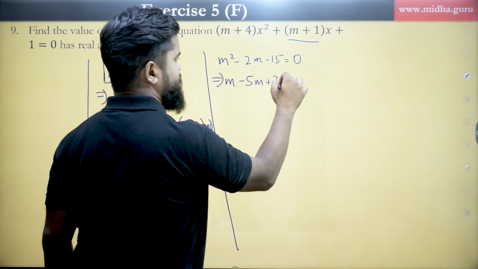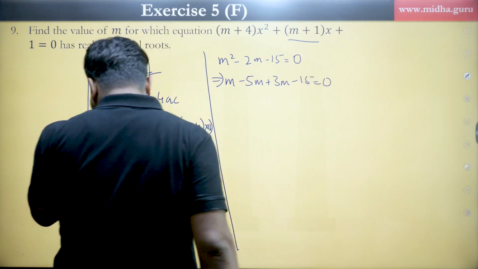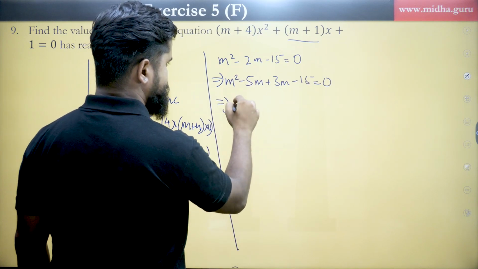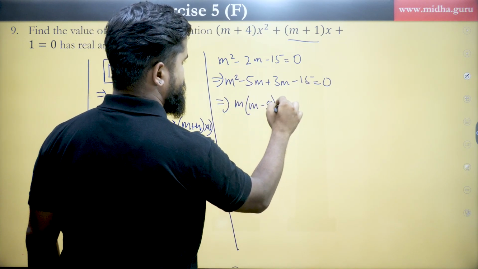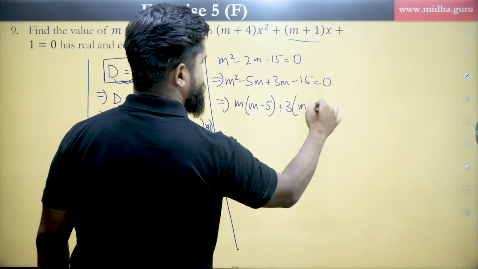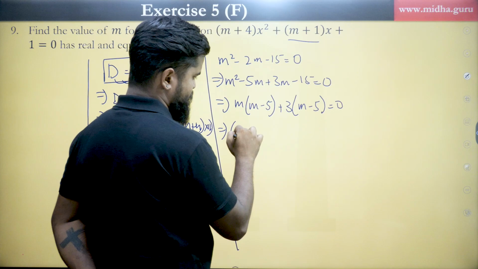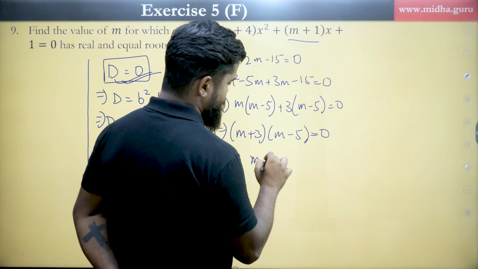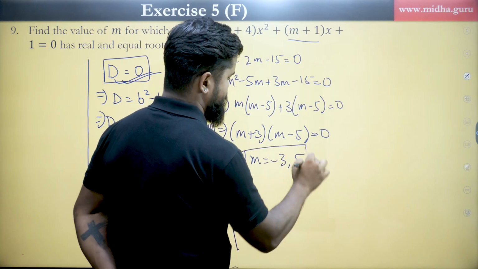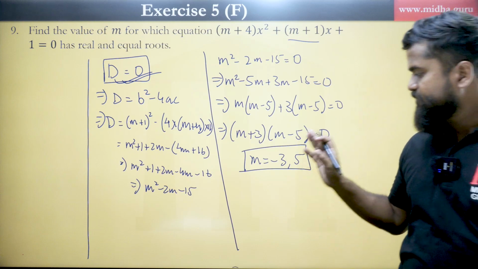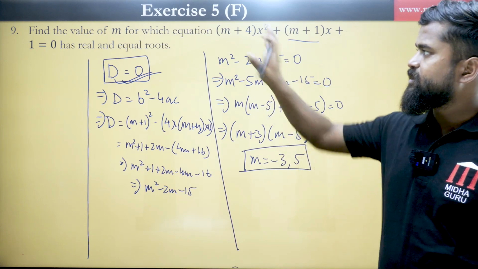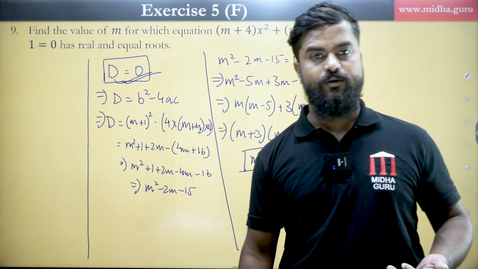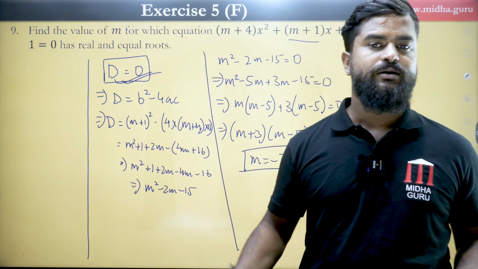Now we'll solve this equation for m. Write −5m + 3m, because −5 plus 3 gives us −2 and multiplying them gives −15. Taking m and 3 as common, again I get (m − 5). So we have (m + 3)(m − 5) equal to 0, which means m is either equal to −3 or 5. So for the value of −3 or 5 for the variable m, this equation (m+4)x² + (m+1)x + 1 will have real and equal roots. So let's move on to the next question.